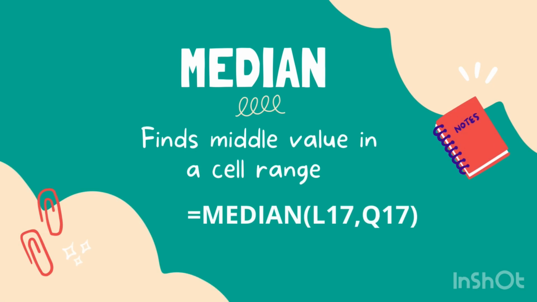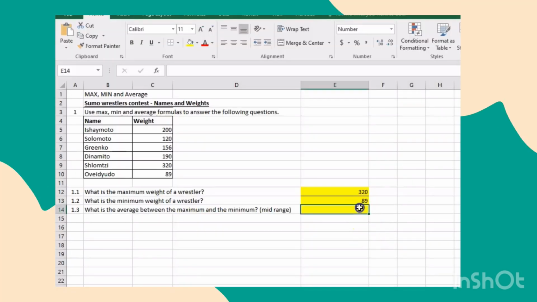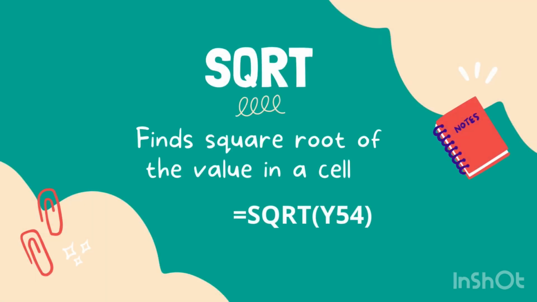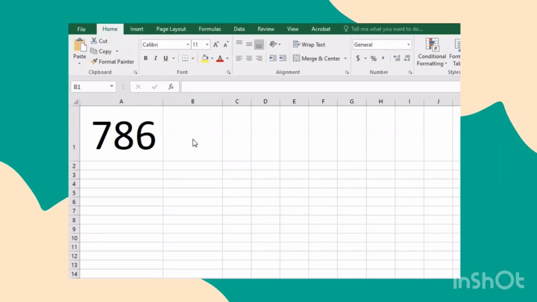The median function is used to find the middle value in a cell range. Let's take a look at this example. The square root function finds the square root of the value in a cell. Equal sign, SQRT, then the cell.